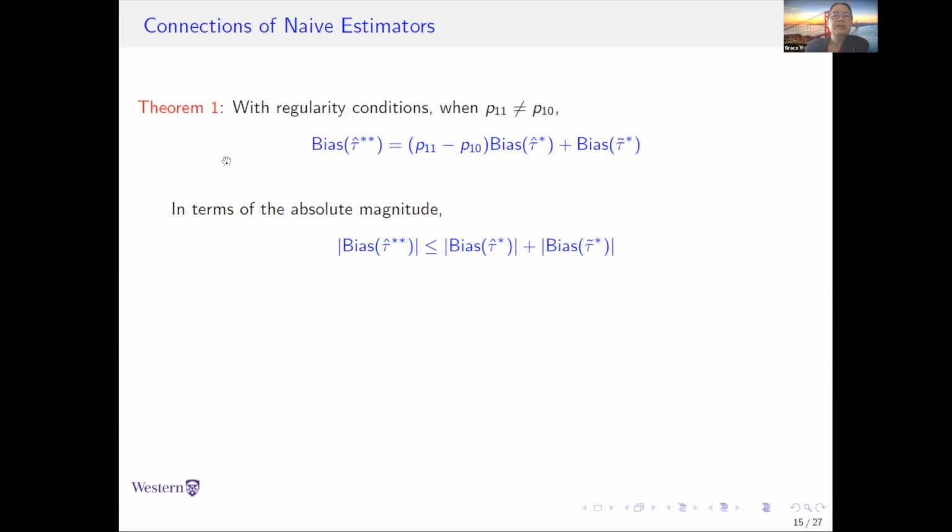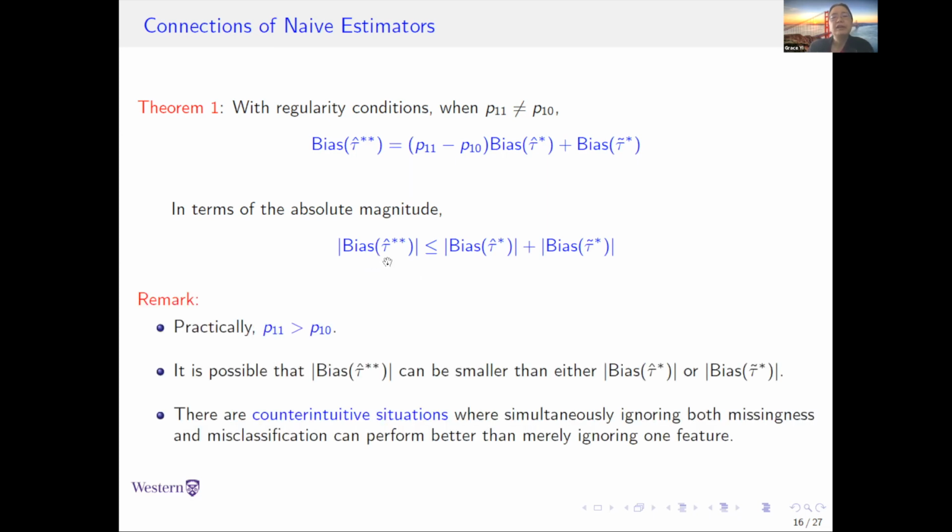So regarding the first question, we are able to establish the relationship among those three estimators, in a sense, how to characterize their induced bias. It turned out the bias for the naive estimator tau hat double star, which ignores both missingness and measurement error, can be expressed in terms of the bias of the naive estimators which ignore one feature alone. And you could also notice that P11 and P10, which are related to misclassification probabilities, come into play as well. If we look at this expression in terms of the absolute value of bias, it turned out we would have these inequalities.